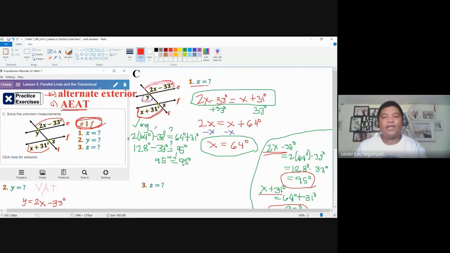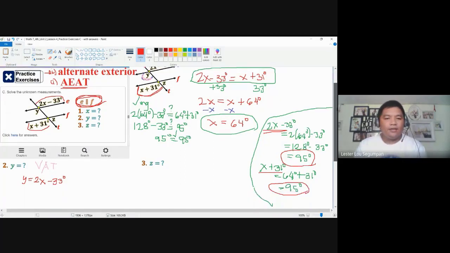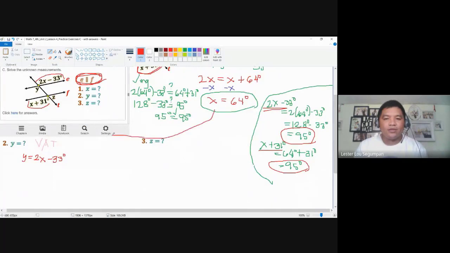Vertical angles po sila. Okay? You could attack this by substituting the value of x here. You may always do that. Or you could always use the additional checking that we did earlier in this form here. Since 2x minus 33, using the same variable, ended up to be 95 degrees, pwede natin i-substitute yan. y is equal to 95 degrees.